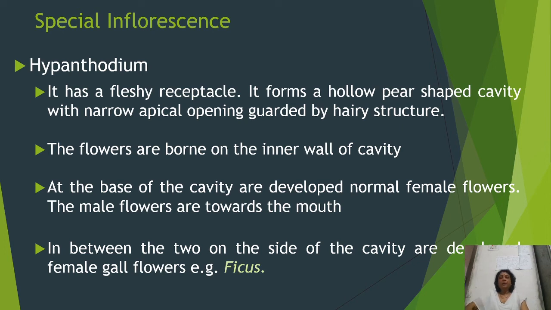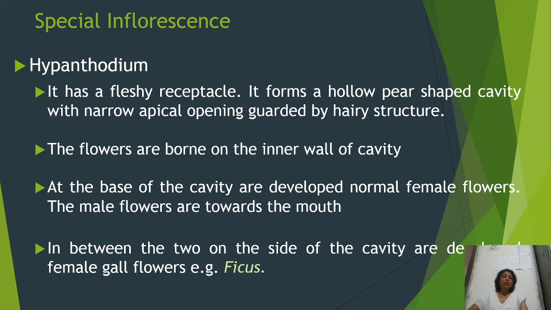In Hypanthodium inflorescence, it has a fleshy receptacle. It forms a hollow pear-shaped cavity with a narrow apical opening. It is known as the ostiole, and that ostiole is guarded by hairy structures. The flowers are borne on the inner wall of the cavity.